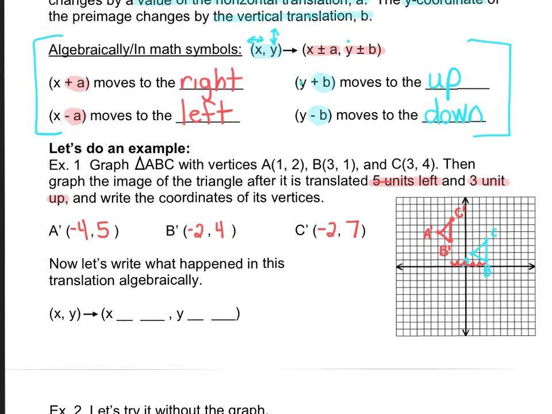So I did that on the graph. I was able to count on the graph to slide it left and move it up and all of that. So we're going to write this algebraically. If it says 5 units left, that affects the x. So remember, left is a minus. We would say x minus 5. If we said 3 units up, remember up is a plus on the y, so we'd say y plus 3. So this is how we would write it algebraically. Each of our original points, you subtracted 5 from each of the x values and you added 3 to each of the y values.